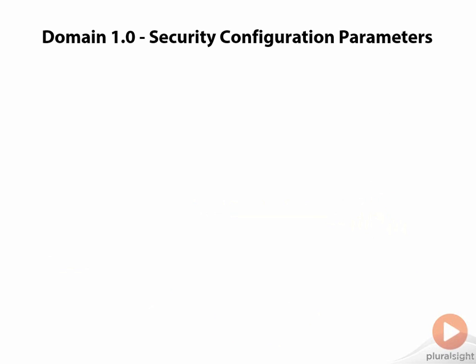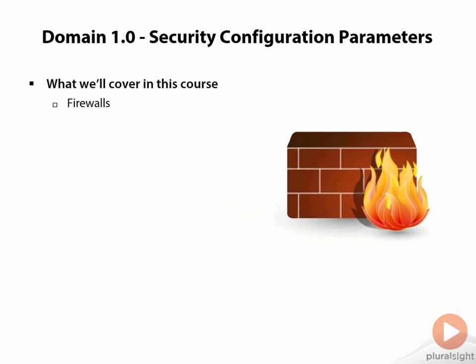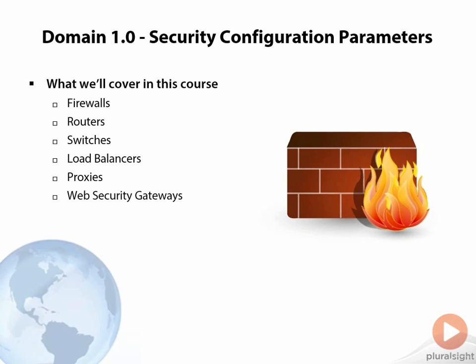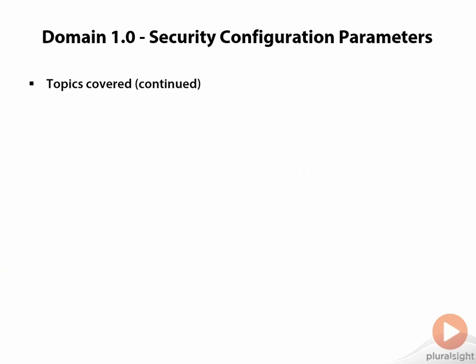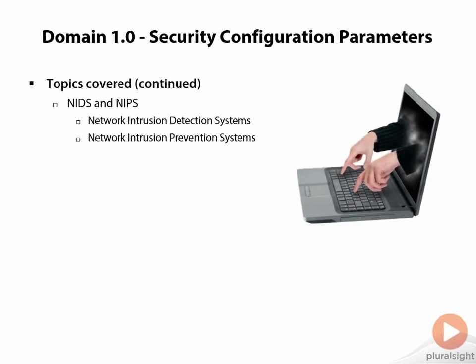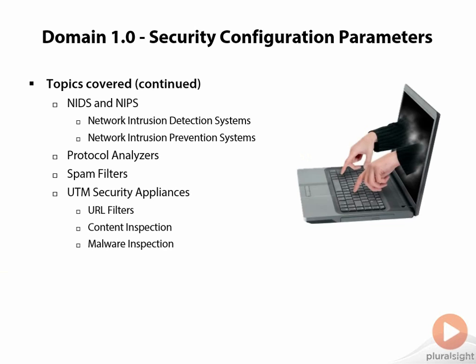All right, so in Domain 1.0, security configuration parameters, we're going to cover throughout this course firewalls, routers and switches, load balancers and proxies, and web security gateways. Okay, some of the things, the physical components of network security. And then we're also going to cover network intrusion detection systems and prevention systems. We'll cover protocol analyzers, spam filters, which everyone loves spam. I'm sure you love it as much as I do.